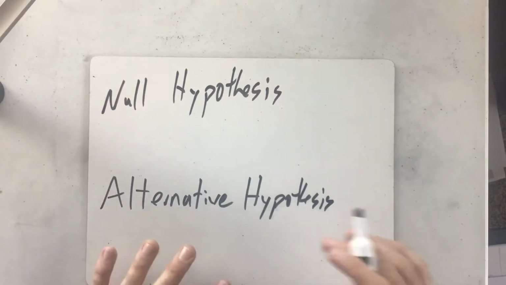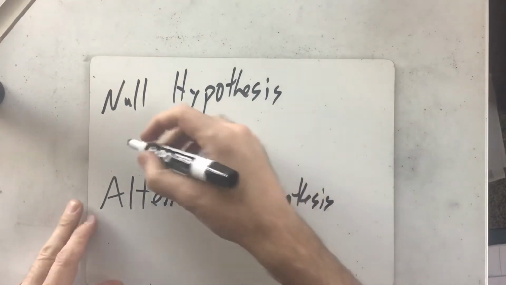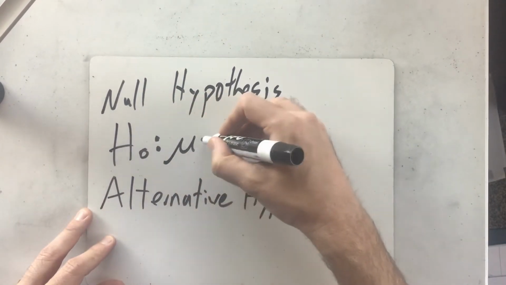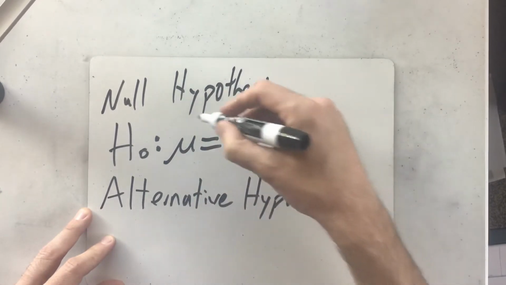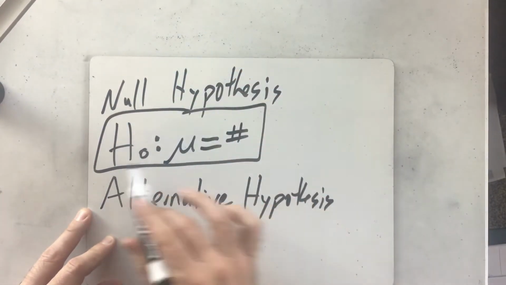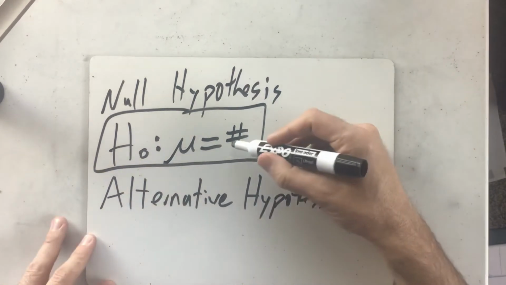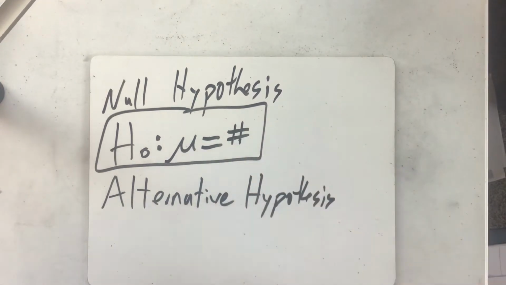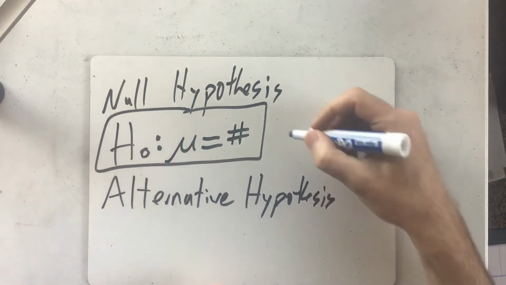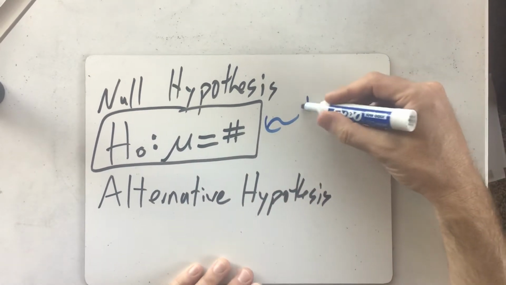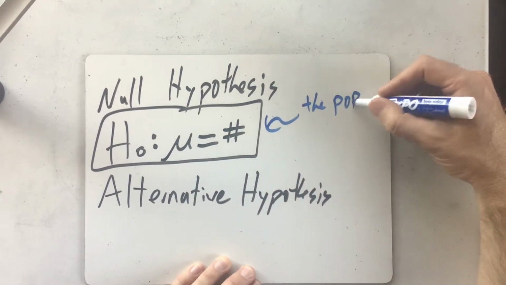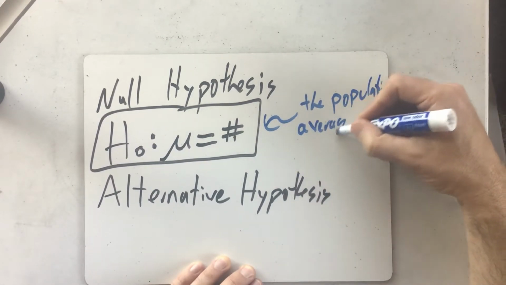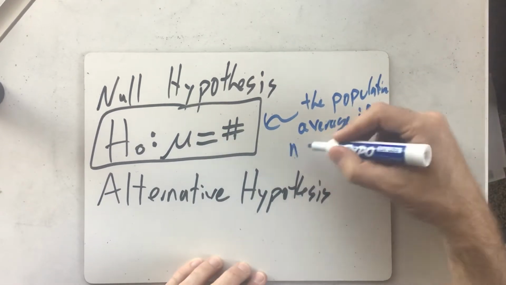The null hypothesis, we're always going to write the same way. We're always going to write it as H naught, and then we'll have mu is equal to some number. And so your null hypothesis is always going to look like this. Now, please don't put a number sign or a hashtag on your problem. This is going to be an actual number that shows up in your problem. So what is the null hypothesis? This is the population average if nothing interesting occurs.